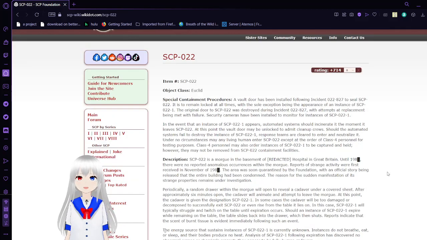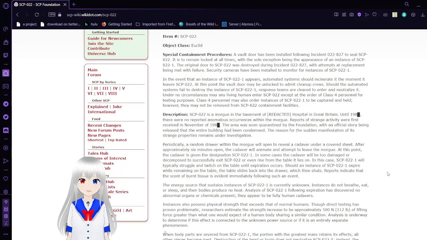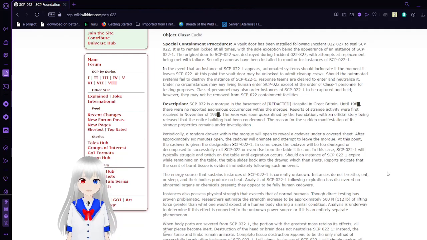Item number SCP-22. Object class Euclid. Special containment procedures. A vault door has been installed following Incident 22827. SCP-22 is to remain locked at all times, with the sole exception being the appearance of an instance of SCP-22-1. The original door of SCP-22 was destroyed during Incident 22827, with attempts of replacement being met with failure.